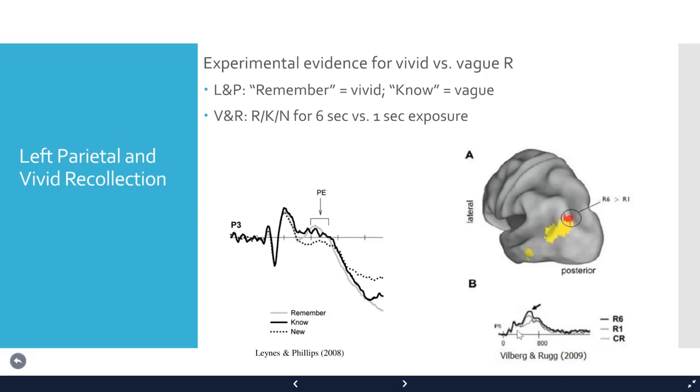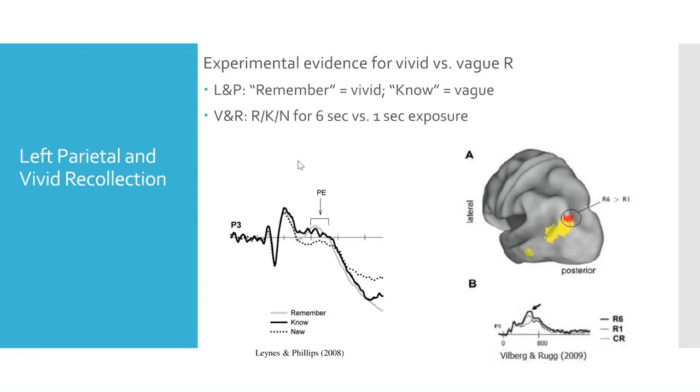Similarly, Vilberg and Rugg had people study items for either 6 seconds, which created more vivid memories, versus 1 second. They found the same kind of ERP difference we did, and in addition, they did an fMRI analog, and they found that this difference in the left parietal cortex was greater here as well. Both show that this left parietal cortex is probably responsible for vivid recollection of the event. This is something that Tulving called re-experiencing our memories, and it probably happens in the left parietal cortex.